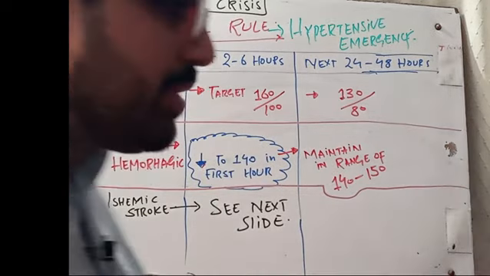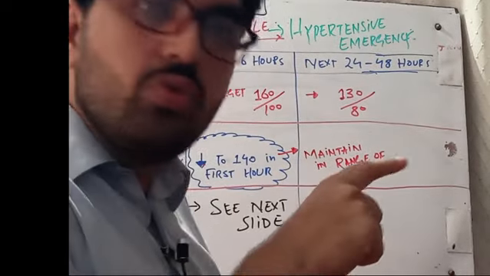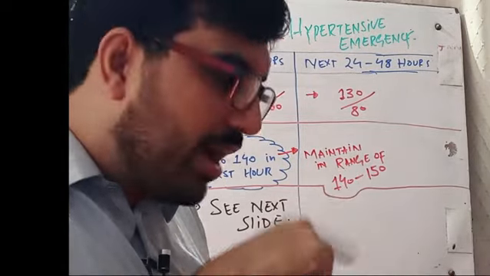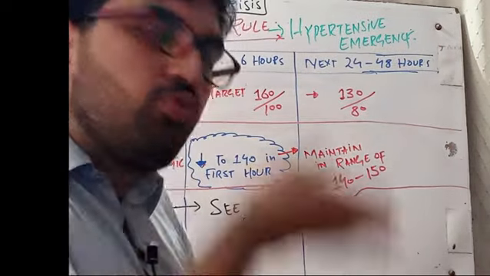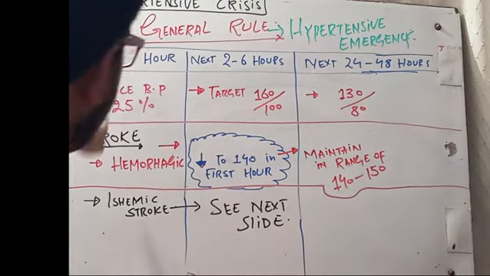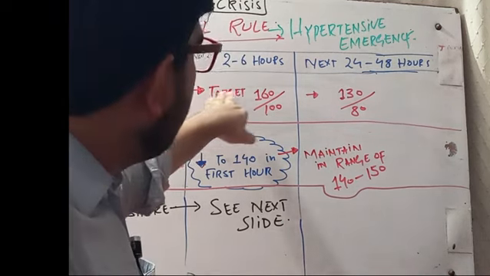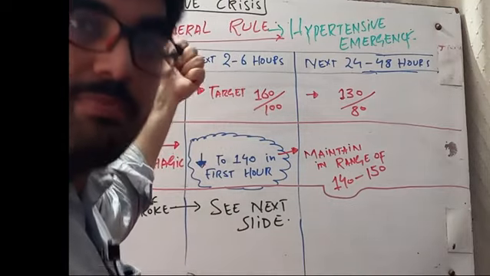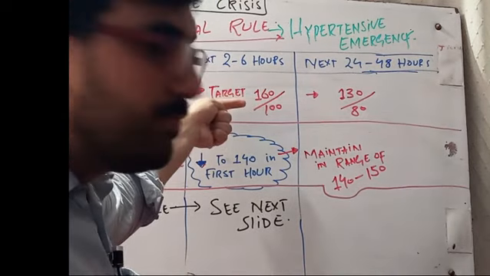Let's suppose, for example, a patient is having a systolic BP of 220. So what you do, you take 25% of 220, that is 25 divided by 100 multiplied by 220. Whatever is the answer, you subtract that answer from 220. Now this is your target in the first hour, reduced by 25%. In the next 2 to 6 hours, your target BP should be 160 by 100, if not achieved by the 25% reduction. If already 160 by 100, keep it.